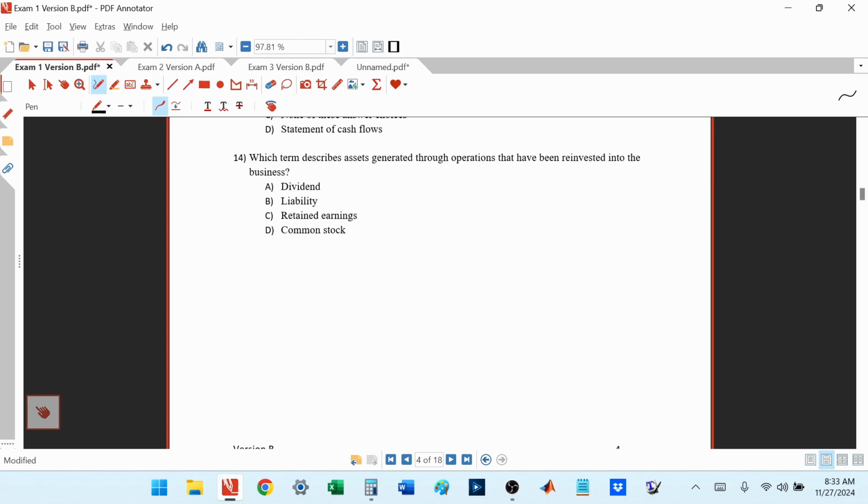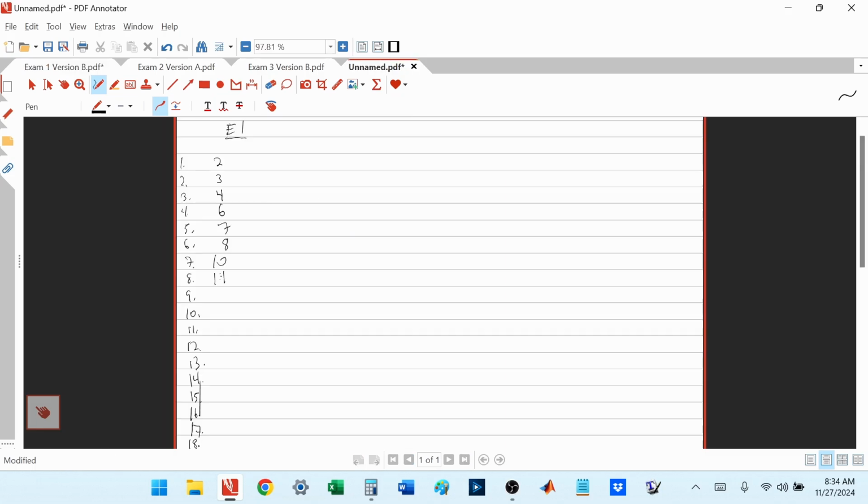Let's do 14. Which term describes assets that are generated through operations that have been reinvested into the business? So funds that have been earnings that have been generated from our operations, from selling our products and services to our customers, that we've reinvested back into the business. That's retained earnings. So I did 12 as well. Let's go ahead and do 15 now.